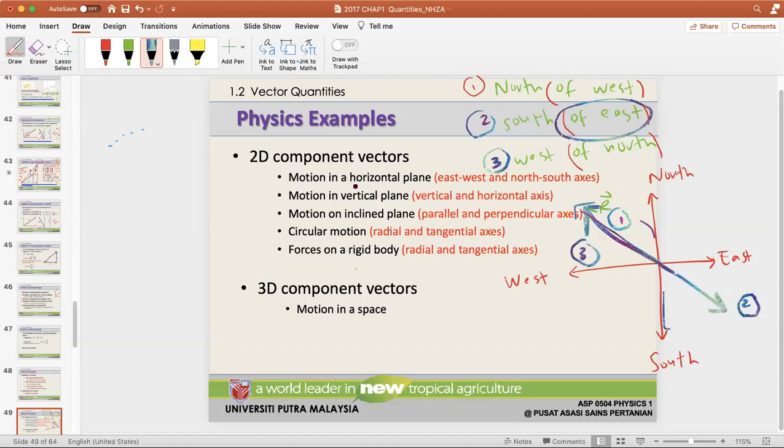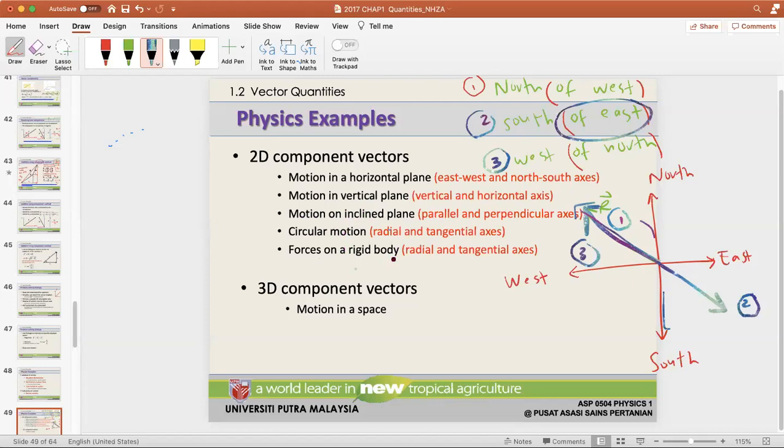Okay, so ada kat sini, the slide says motion in horizontal plane, east, west, north, south axis. I don't think you will have a problem if you understand my example. Motion in vertical plane, vertical and horizontal axis. Okay, ni 2D je. Motion on inclined plane. Okay, this is going to be a little bit confusing, but we will tackle this as well. Circular motion, lambat lagi belajar.